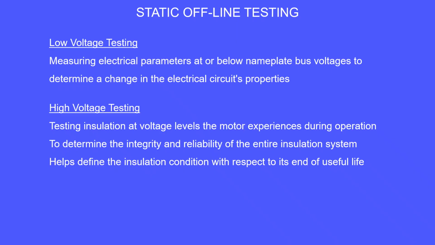There are two classifications when we perform testing: low voltage and high voltage. Low voltage testing is measuring electrical parameters at or below nameplate bus voltages to determine a change in the electrical circuit's properties. Measuring, not stressing. High voltage testing is testing insulation at voltage levels similar to those the motor experiences to determine the integrity and reliability of the entire insulation system. The combination of low voltage and high voltage tests help us define the insulation condition with respect to its end of useful life.